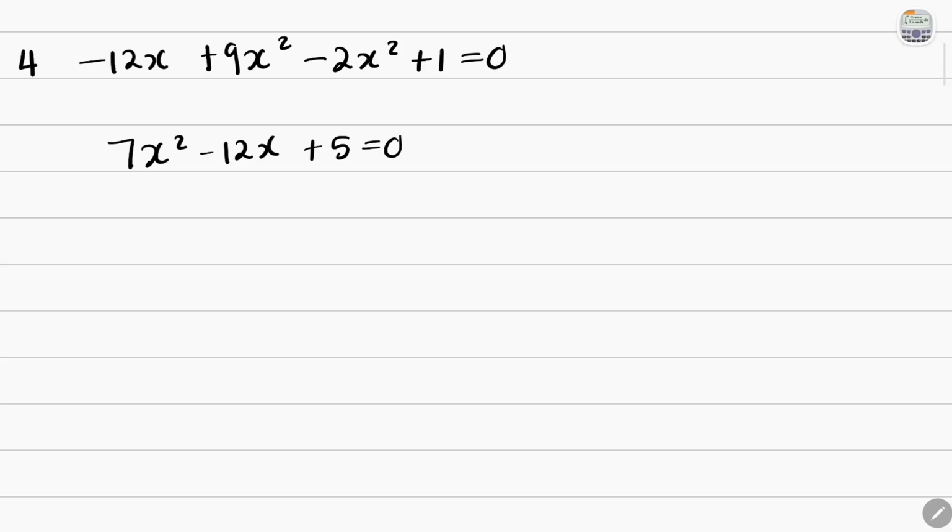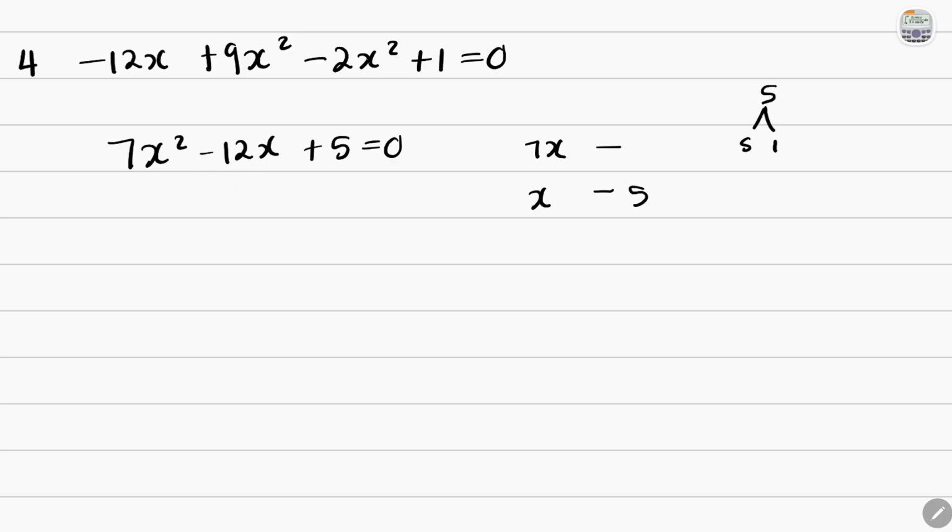And I'm going to use the cross method here. So we need factors of 7x squared. What times what gives you 7x squared? That's 7x times x. And factors of 5. Now I can already see only the middle is negative, meaning both of these will be negative. So you need to think about how you're going to structure the factors of 5, which of course are just 5 and 1, in a way that you end up with negative 12.